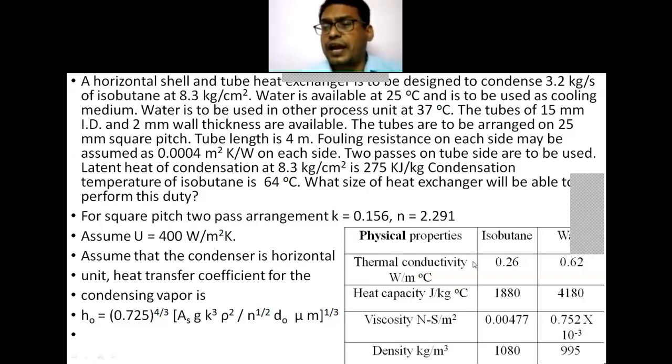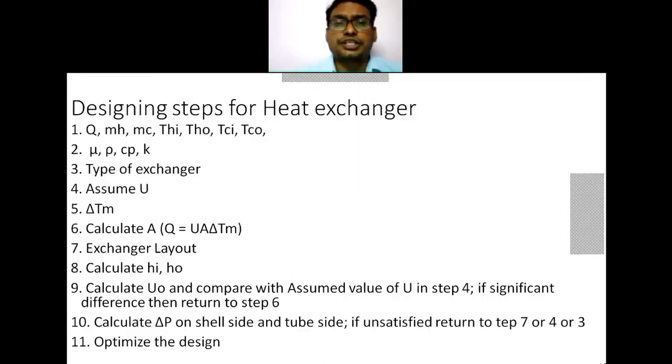And the physical properties of the isobutane and water, that is your thermal conductivity, heat capacity, viscosity, and the density, they're all mentioned. So this is the numerical. If you look at this numerical, the data provided is a huge amount of data for your heat exchanger designing. So one by one, the designing steps will be required.